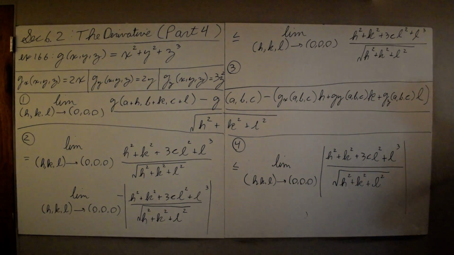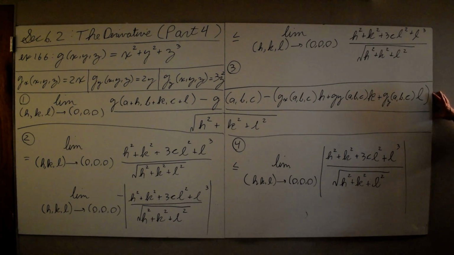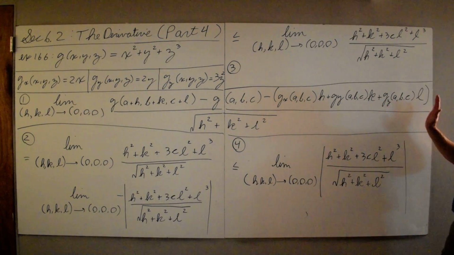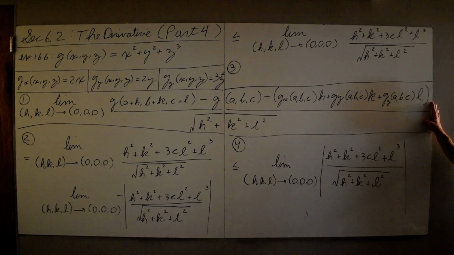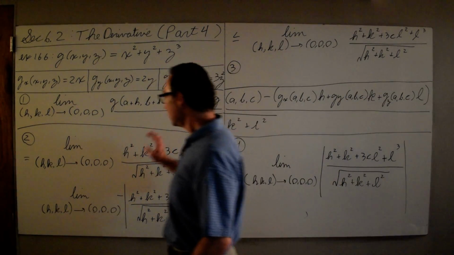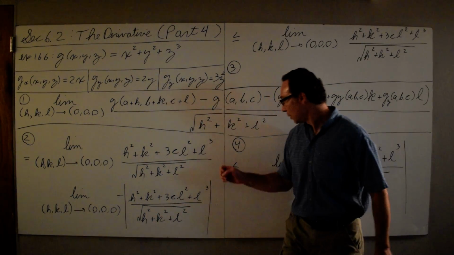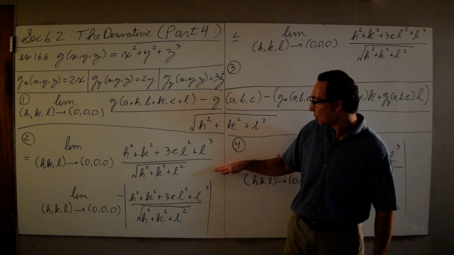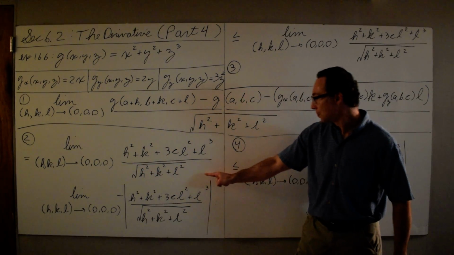I'll step out of the frame for a moment and focus your attention right here. So this next step goes all the way across. So this is part 1. Now part 2, I'm going to let you simplify this algebraically on your own. If you have questions, ask me in class. So this whole thing simplifies down to this limit right here. The limit as (h, k, l) goes to (0, 0, 0) of this.